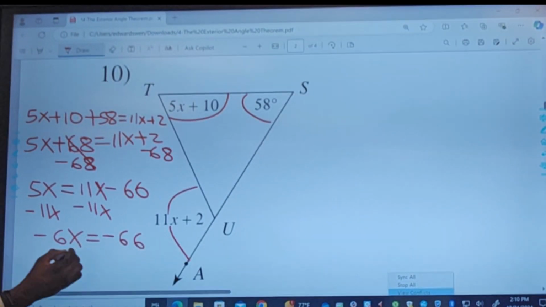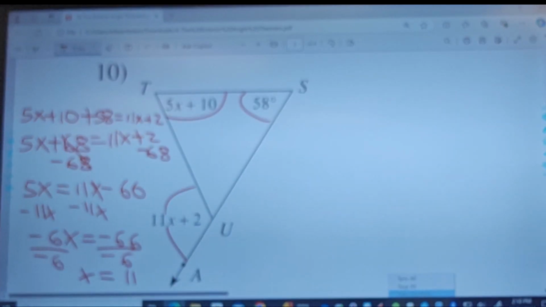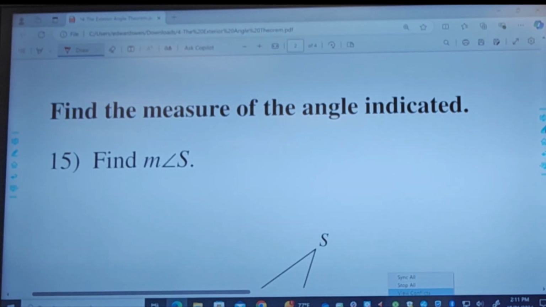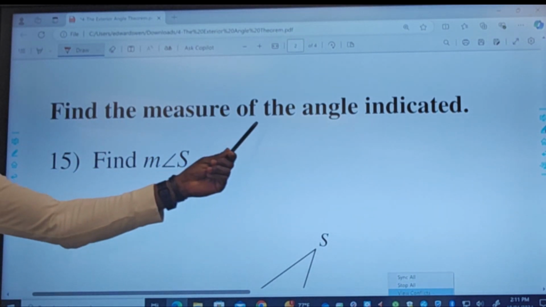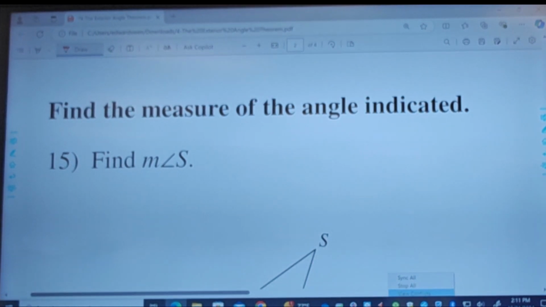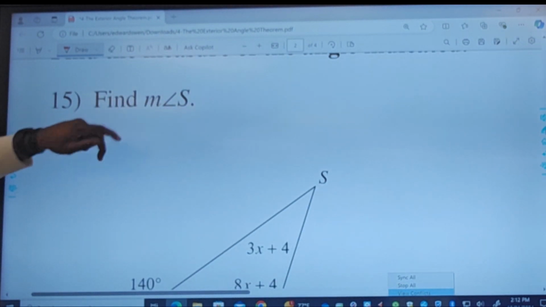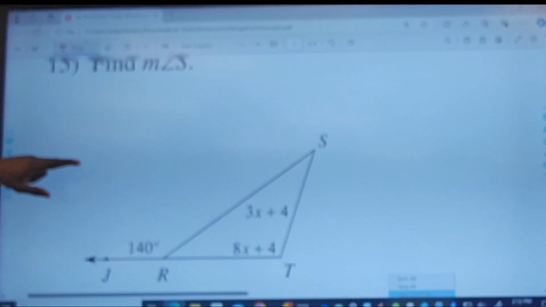It will be 11. So we're going to divide by negative 6. So x is 11. Take a look at the general instruction. It says find the measure of the angle indicated. So the measure would mean I need a numeric value of it. I'm not going to express it. I'm going to tell the measure of it. They need the angle marked S, right?